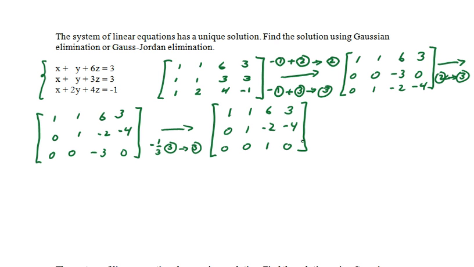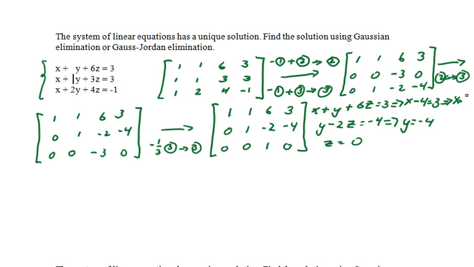And using back substitution, we will get that z equals 0, y minus 2z equals -4, which tells us y minus 0 equals -4, or y equals -4. And x plus y plus 6z equals 3 will tell us x minus 4 plus 0 equals 3, or x equals 7. So our solution is 7, -4, 0. Now, that's called Gaussian elimination.